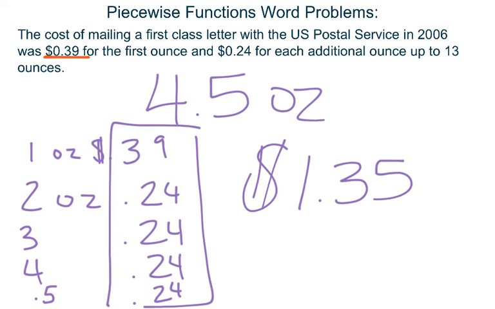So that's the kind of word problems that you'll see, and just make sure you read it carefully. It's not a linear function, which is what people normally do because that's what you're used to. This is a piecewise function, so it goes up in stages and steps.